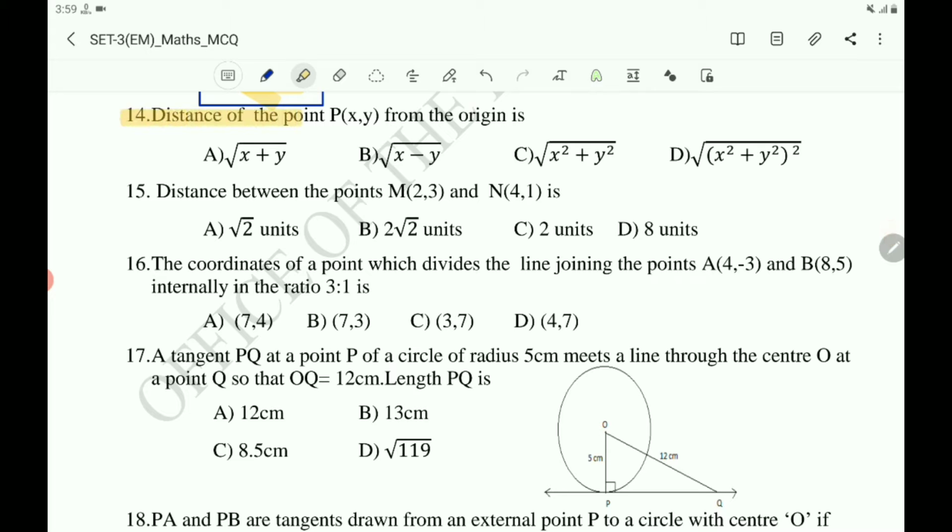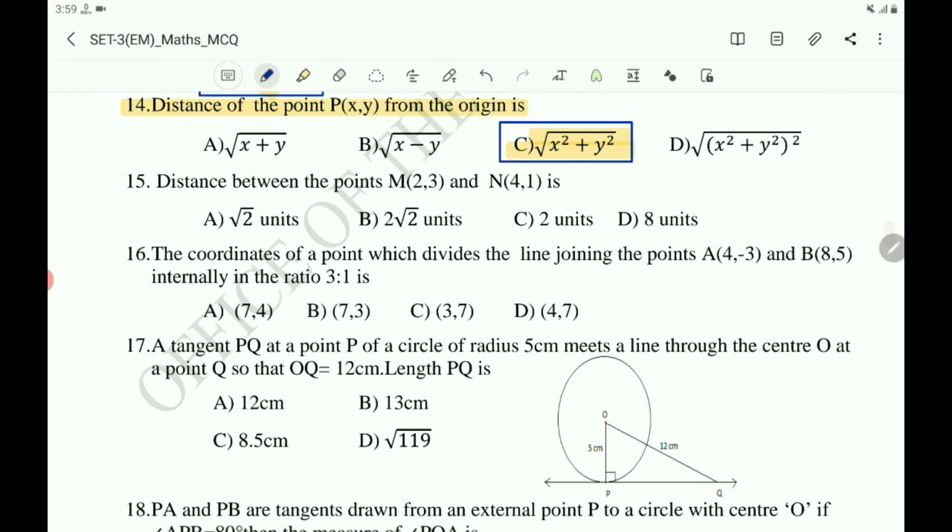Next, you take the 14th question. The distance of the point P of x, y from the origin. Again, this question is repeated. You know that option C, square root of x square plus y square, is the distance of the point P of x, y from the origin.